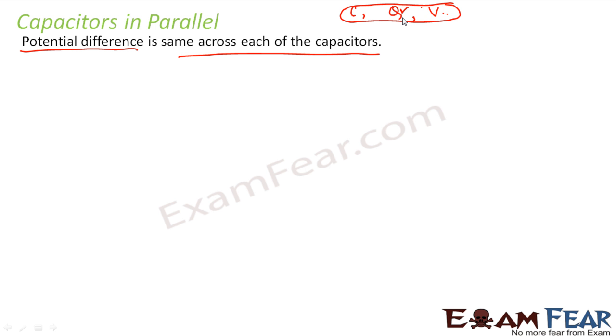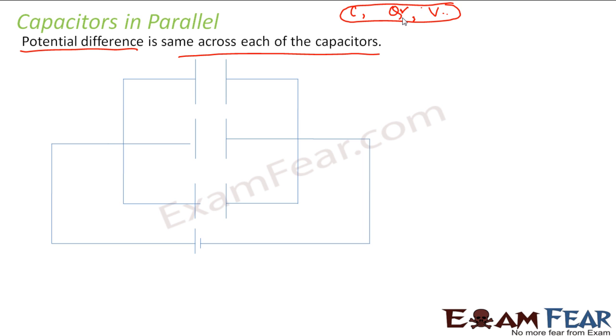In the previous case, that is in series combination, we saw that the charge on each of the capacitors was the same. In parallel combination, the potential difference across each of the capacitors will be the same. So their charge will be different. The arrangement will look somewhat like this. Let us suppose this is a source of voltage. This is your C1, this is your C2 and this is your C3. These are the 3 capacitors.